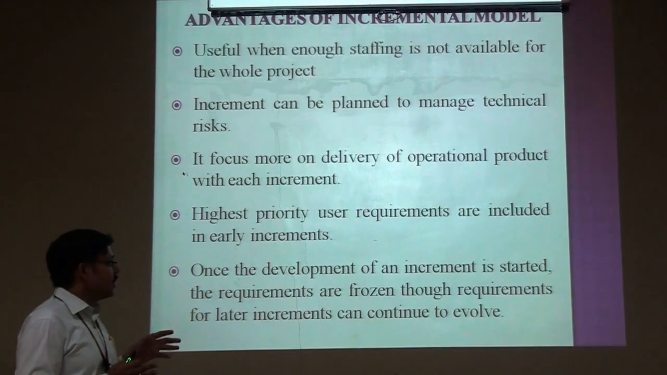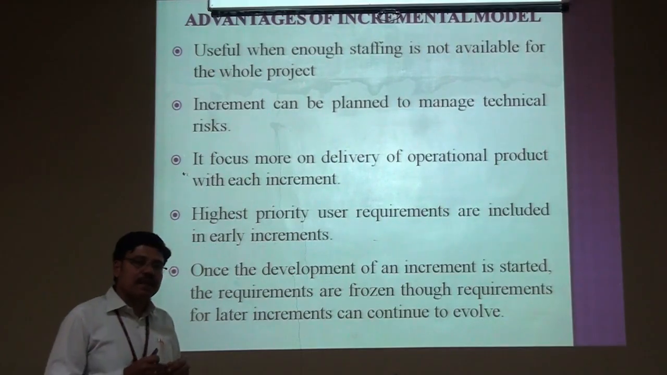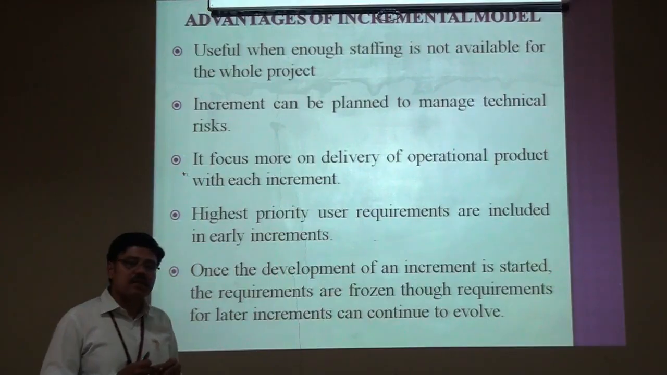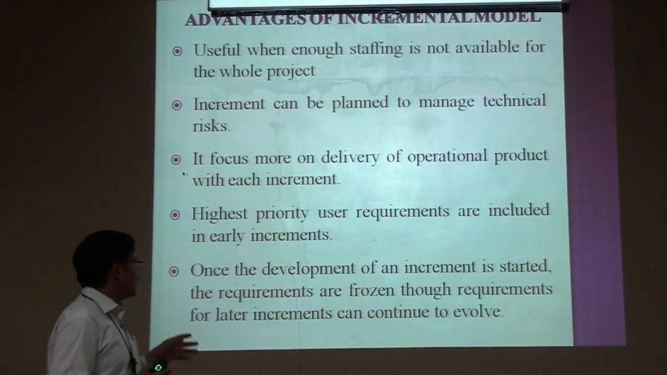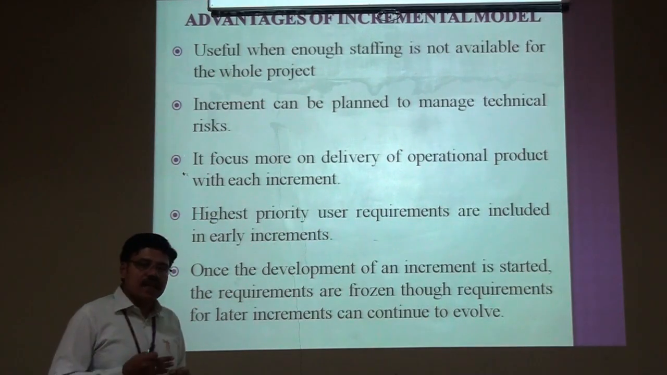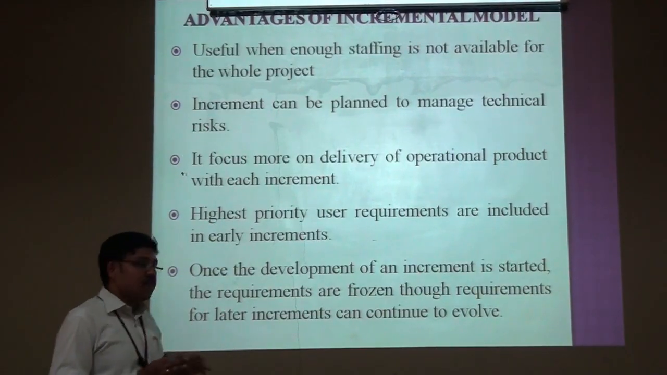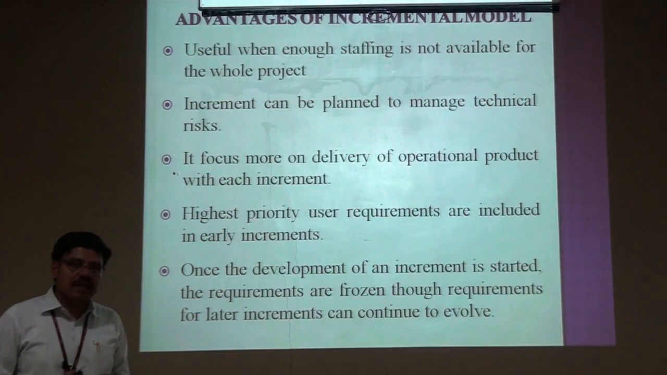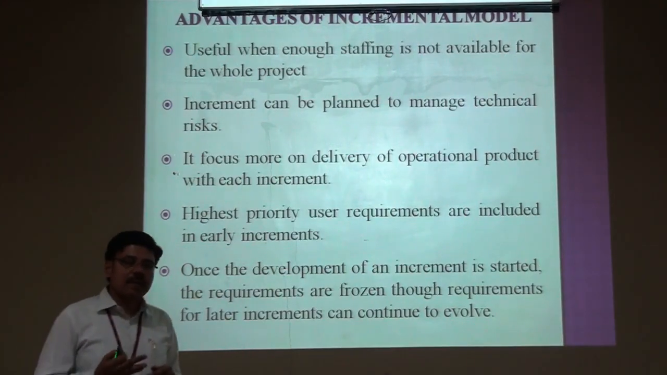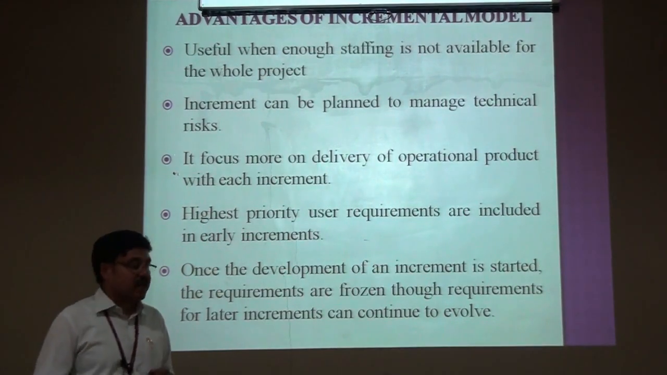With each increment, all the user requirements can be listed out and prioritized based upon the high priority user requirements. These can be included in the early increments, and later requirements can be added to the next increment. Once the development of an increment is started, the requirements are frozen, though new requirements are going to evolve. Once new requirements come, they will be carried out to the next increment.